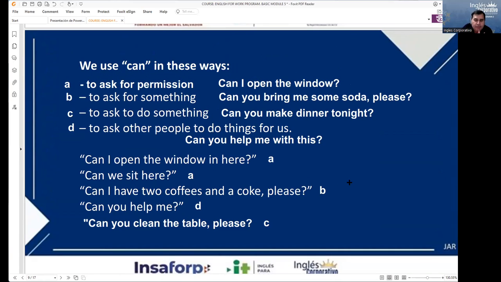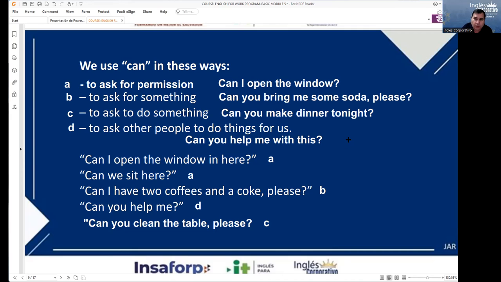Can is used in many different ways. For example, to ask for permission. Can I open the door? Can I close the window? Can I sit here? Can I use your computer? But you ask for something. Can I have that book? Can I get a piece of cake? Can I get some lemonade? Can I get the reports now?